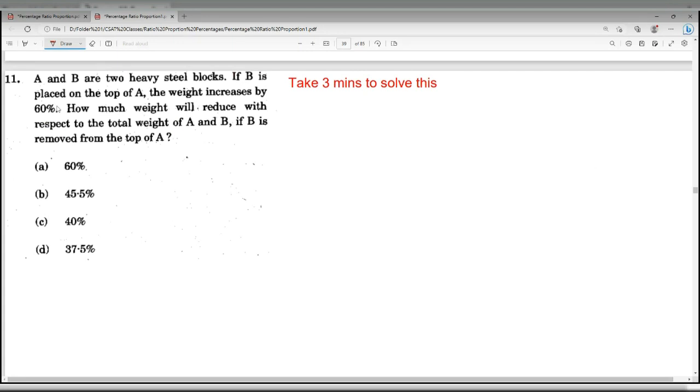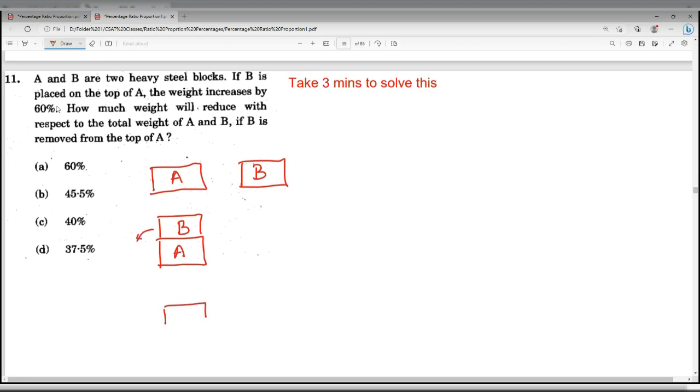A and B are two heavy steel blocks. If B is placed on top of A, the weight increases by 60%. How much weight will reduce with respect to the total weight of A and B if B is removed from the top of A? So what they're saying is there are two steel blocks, A and one more block B. First there is A, and on top of it they are adding one more block, B, and after this they are removing this block. So again it will be A.